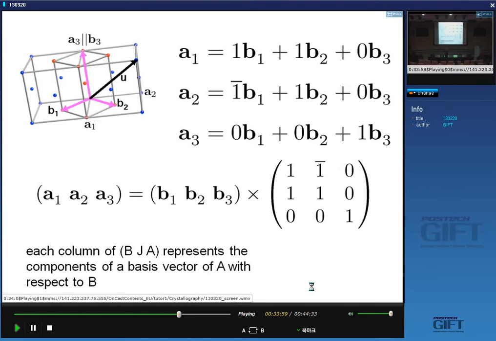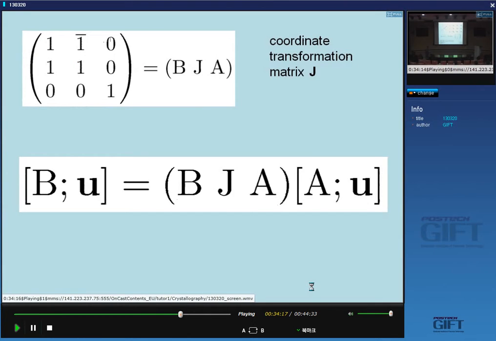And then supposing I say to you that I need to know what the vector 1, 2, 5 in A is in the basis B, it's very, very easy to do that. You just use this matrix to find that. Right, so this is any arbitrary vector u, and you can find its components in another basis system if you know the coordinate transformation matrix.